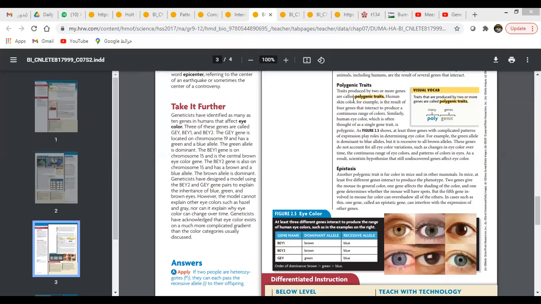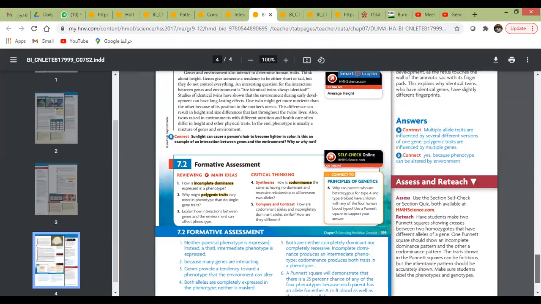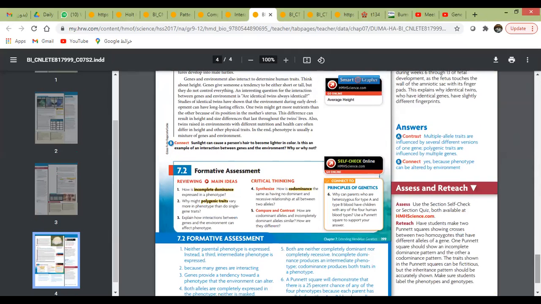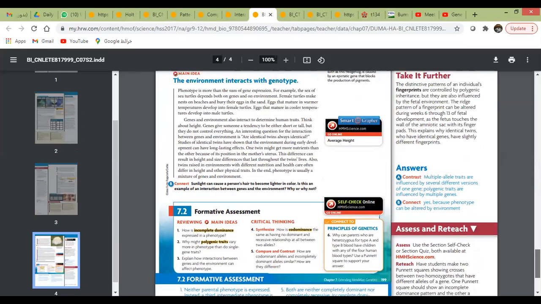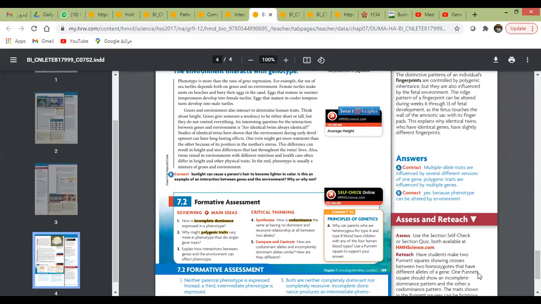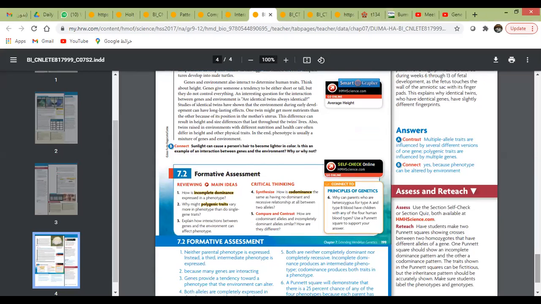Any question, guys? خلينا to answer the questions quickly. How is incomplete dominance expressed in a phenotype? أنا عندي incomplete dominance. كيف هذا incomplete dominance expressed? Yes, Lojane. The offspring would have traits or colors different than the parents. مش different بتكون mixture between them.